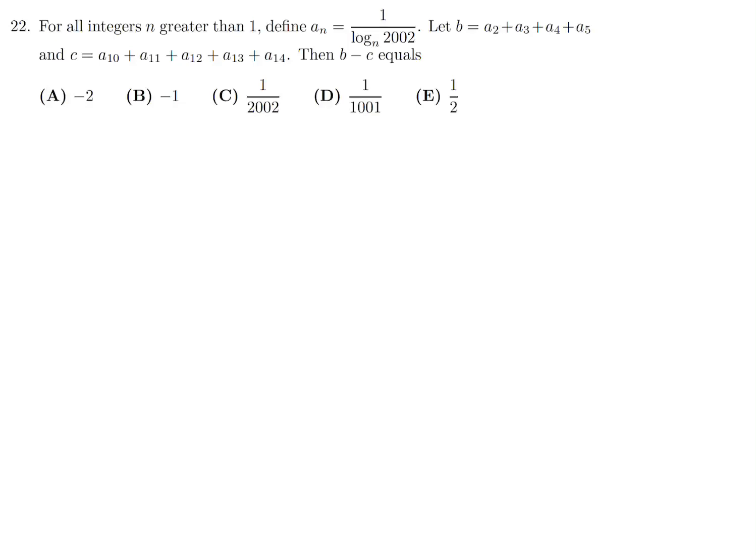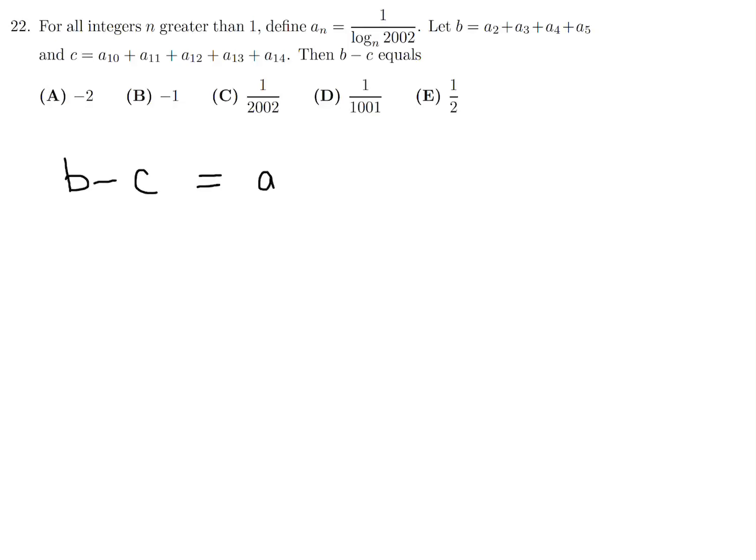For all integers n greater than 1, define a_n equals 1 over the log of 2002 to the base n. Let b equal a2 plus a3 plus a4 plus a5, and c is equal to a10 plus a11 plus a12 plus a13 plus a14. Then b minus c equals. So b minus c is what we're interested in.